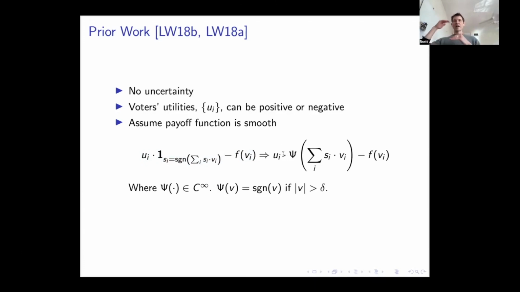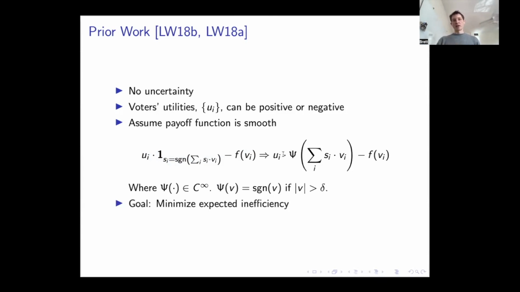smooth it out. So instead of having a jump where if your option is not chosen, you get nothing, they wanted to make that a C infinity function. Imagine just smoothing it out. So if your event is almost chosen, you actually get some utility, which is maybe not true in real life, but it makes the mathematics much easier.